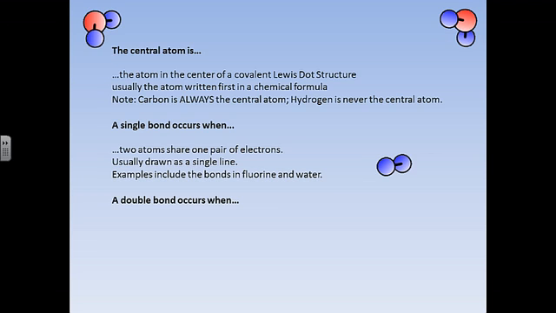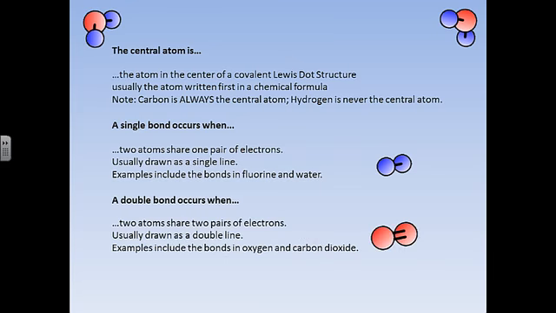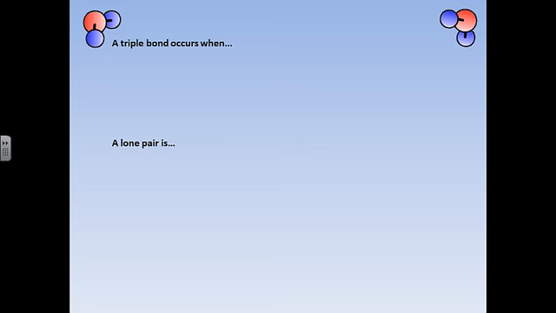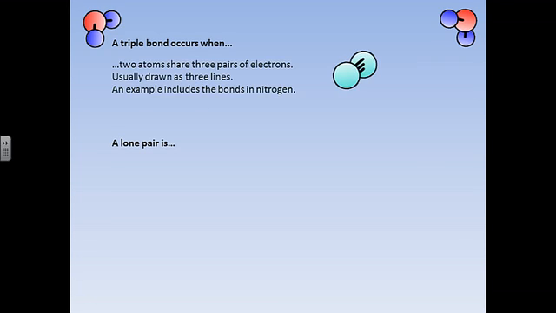A double bond occurs when two atoms share two pairs of electrons. The bonds are usually drawn as a double line. Examples include the bonds in oxygen and carbon dioxide. A triple bond occurs when two atoms share three pairs of electrons. The bonds are usually drawn as three lines. An example includes the bonds in nitrogen.